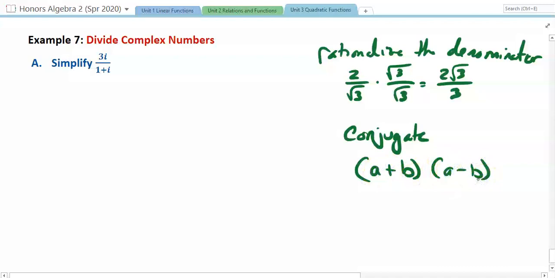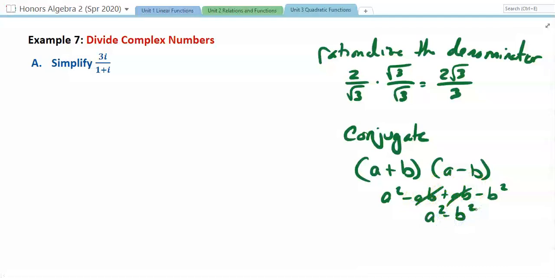Where have we just seen this? We talked about it during enrichment, right? A times a is a squared. A times the negative b is negative ab. This is positive ab, and then minus b squared. These two in the middle cancel, and I end up with just two things that are squared. And if I square a square root, it comes out not under a radical anymore. And so we have rationalized that denominator.